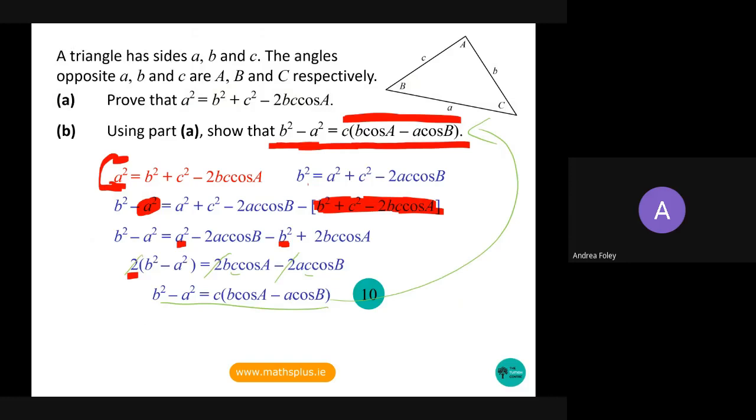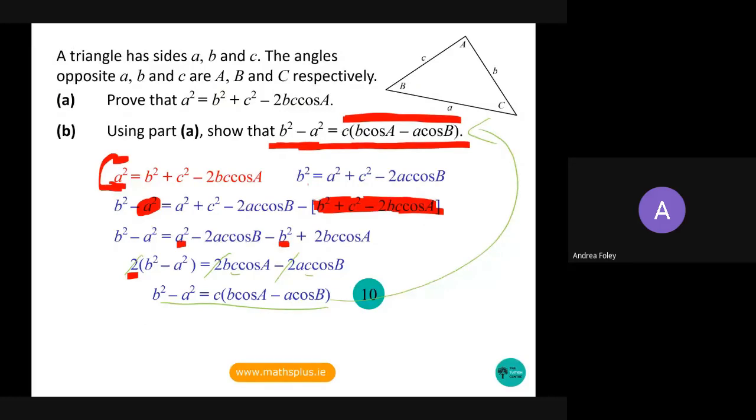For your high partial credit, we are looking for correct method, but 1 or 2 mistakes. Now when I say 1 or 2 mistakes, I also mean that could be steps missing. So you might have got to the line that says b squared minus a squared equals a squared minus 2ac cos B minus b squared plus 2bc cos of A. That would count as high partial credit because that is 2 steps away from being the correct answer. So you could count those 2 missing steps as 2 mistakes.